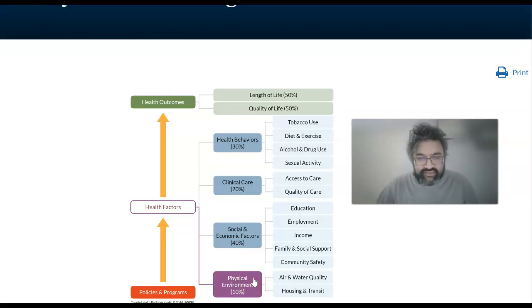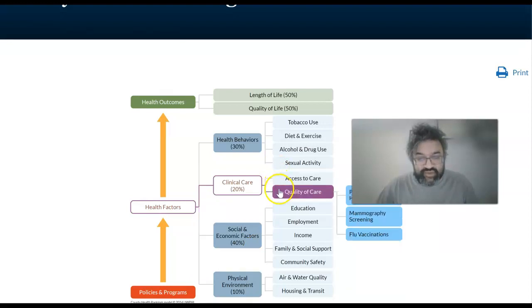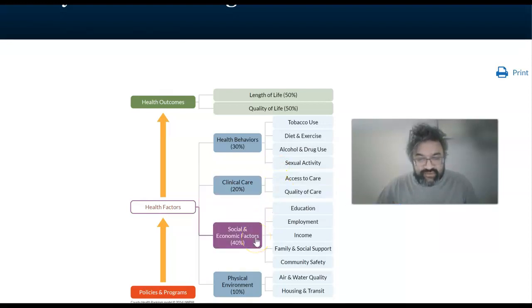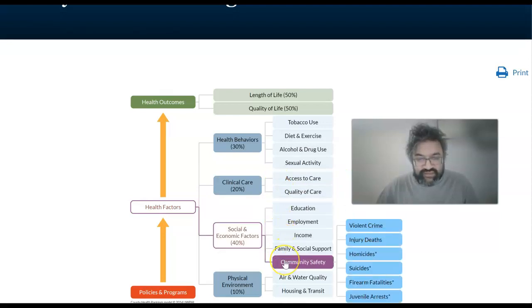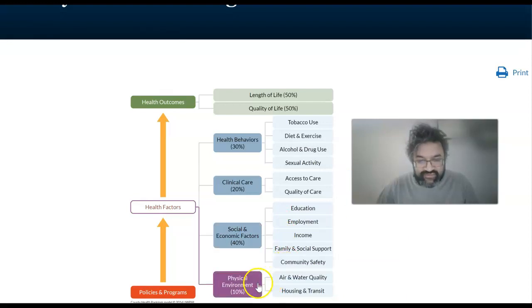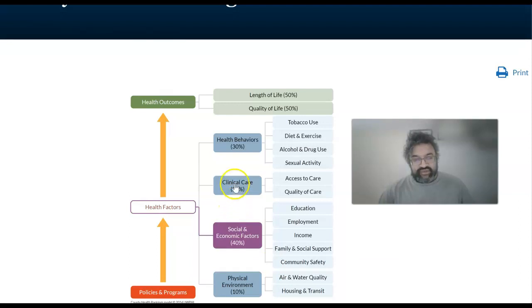So then that leads to clinical care, which is access to care and quality of care, and then social and economic factors: education, employment, income, family and social support, and then community safety, and then physical environment, and that's air and water quality, housing, and transit. So trying to take these measures and trying to determine what is most crucial and relevant. These are the 4 categories that County Health Rankings uses.